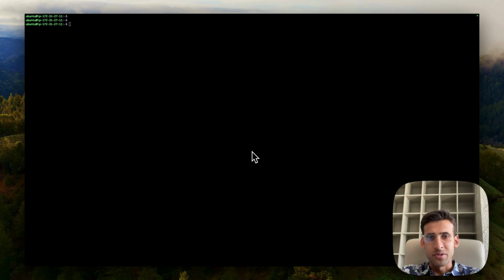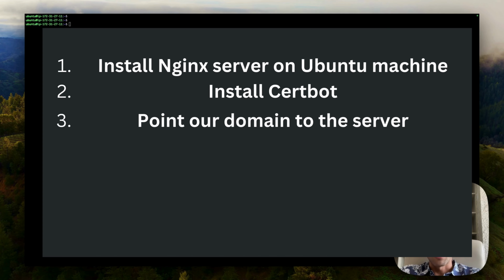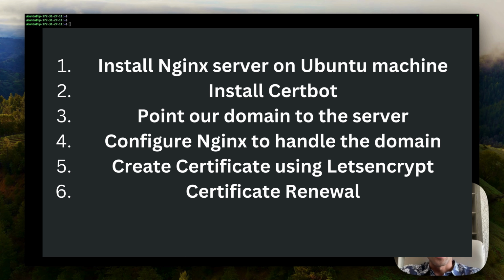Here is what we are going to do. We are going to install the Nginx server on a Ubuntu machine, then we will install Certbot, and then we'll point our domain to the server, and after that we'll configure Nginx to handle the domain. After that, we'll create a certificate using Let's Encrypt, and then we'll test the configuration. After that, I'll show you how to set up renewal for the certificate.